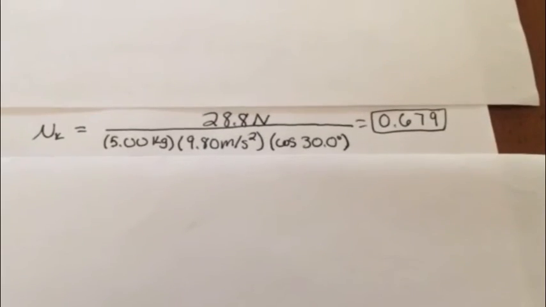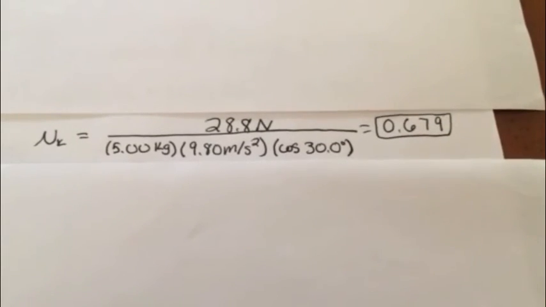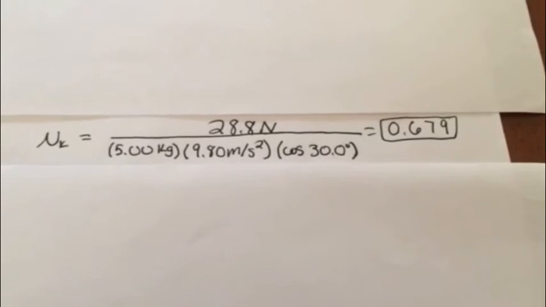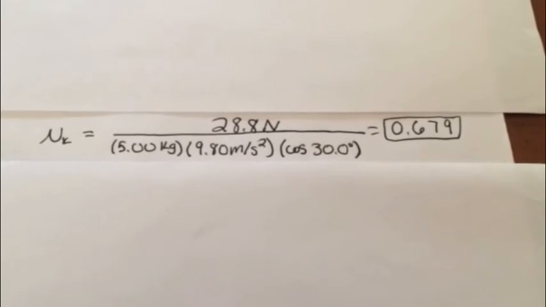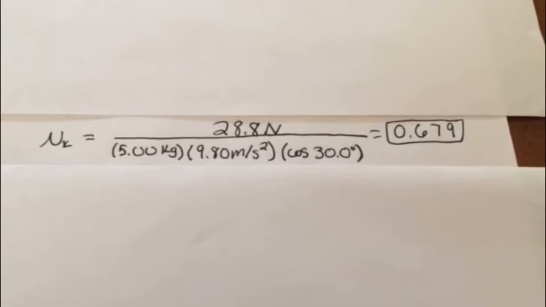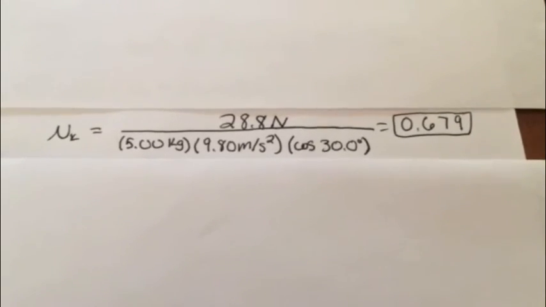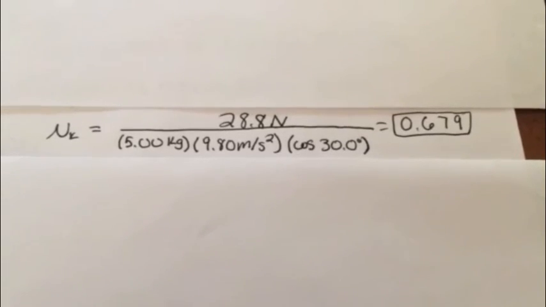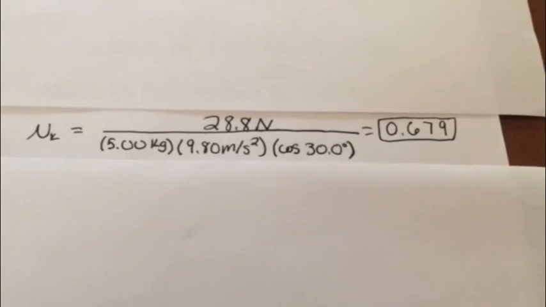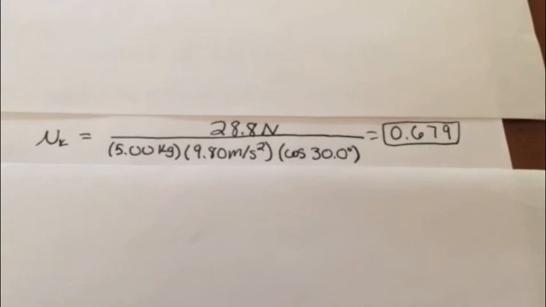Now we get the equation mu k equals 28.8 newtons divided by 5.00 kilograms times 9.80 meters per second squared times cosine theta. This was just plugged in with the givens, or what you had found in previous parts from the prior equation, and now you get the answer of 0.679.